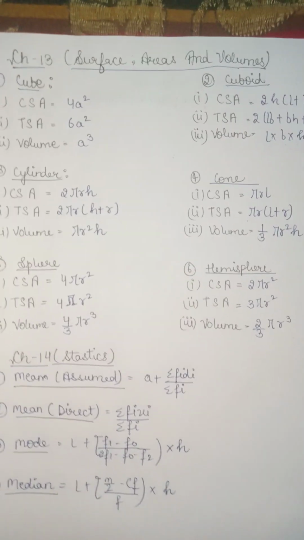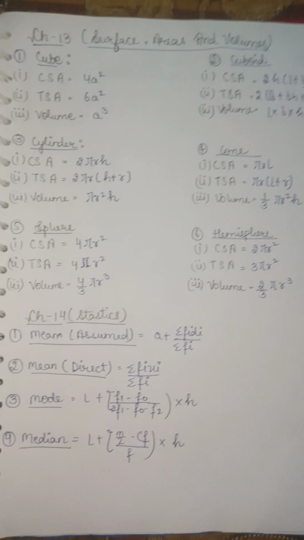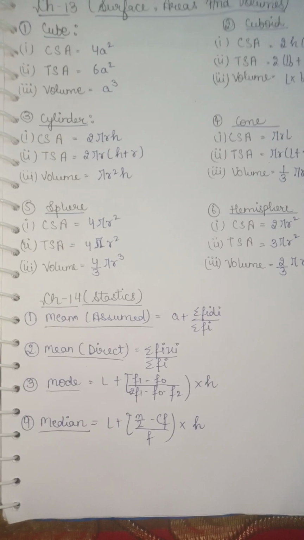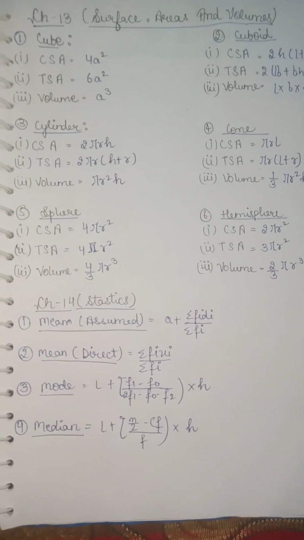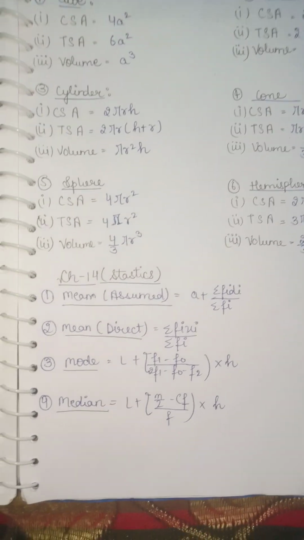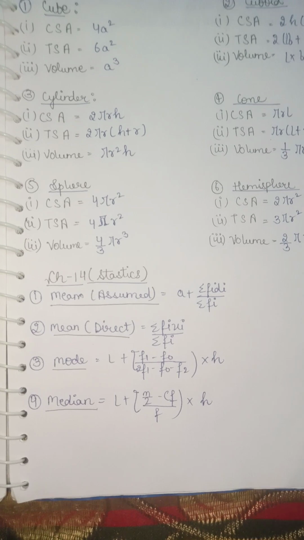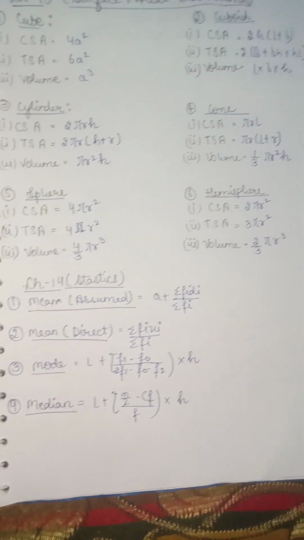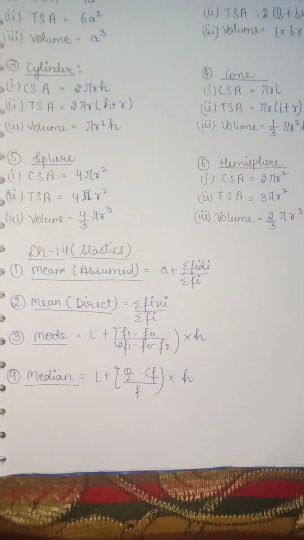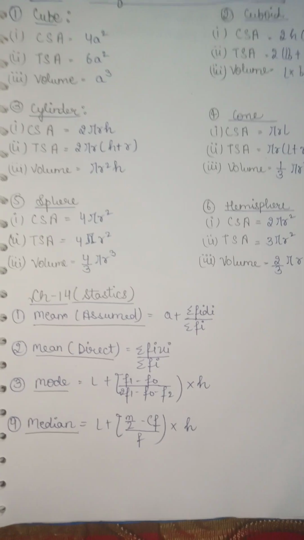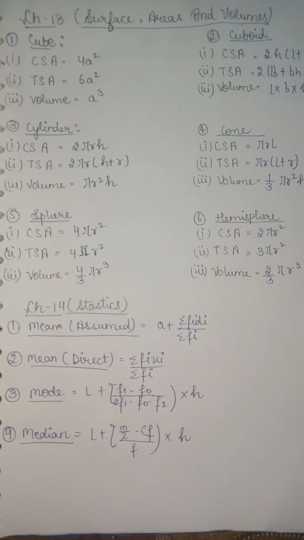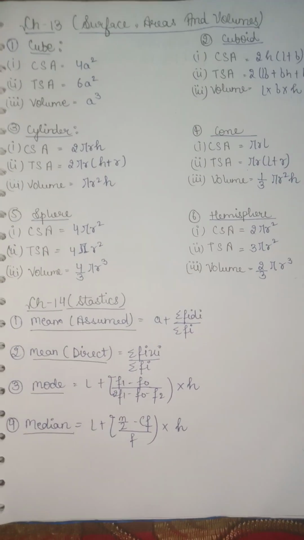Now come to chapter 13, Surface Areas and Volumes. This is also an important chapter because there are many formulas in this chapter. First, cube: CSA, TSA, volume. Cuboid: CSA, TSA, volume. And cylinder: CSA, TSA, volume. Cone: CSA, TSA and volume. And sphere, and hence we have to know these CSA, TSA and volume formulas, because the whole chapter is based on these 3D shapes and their formulas.